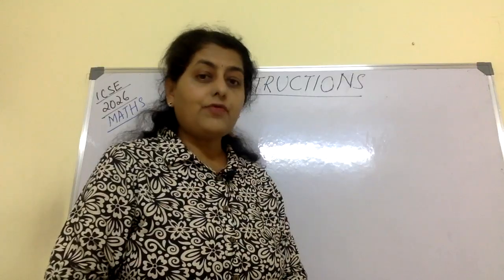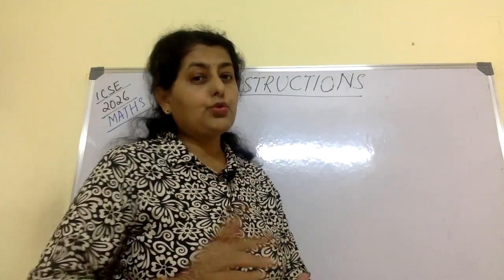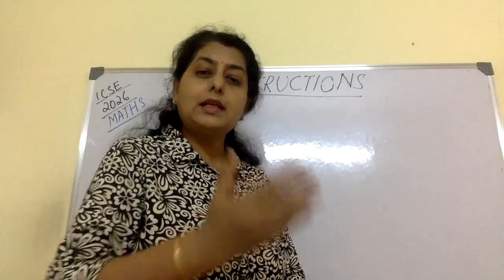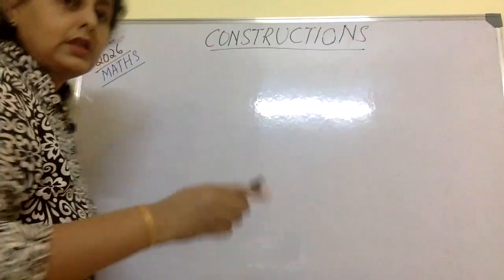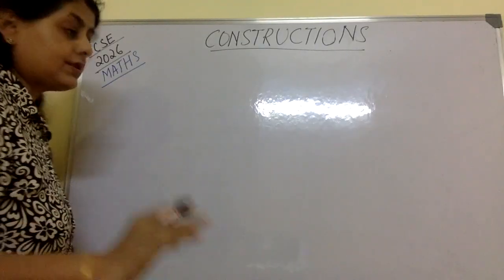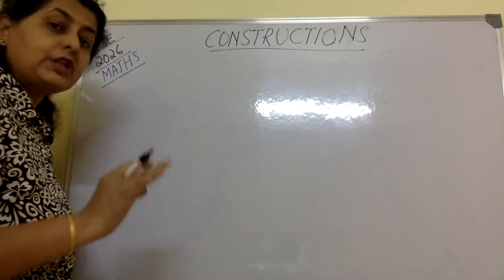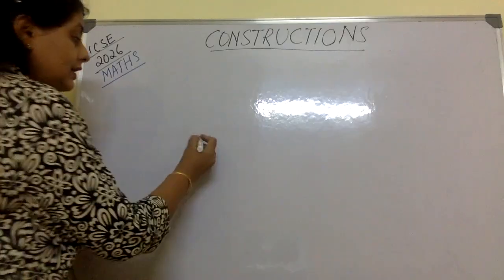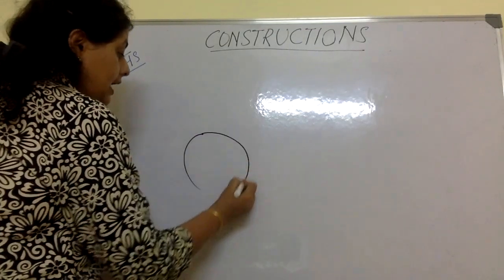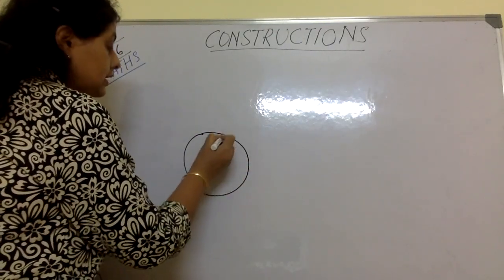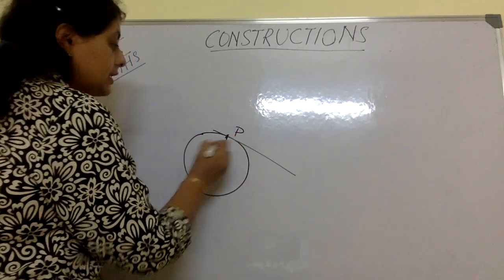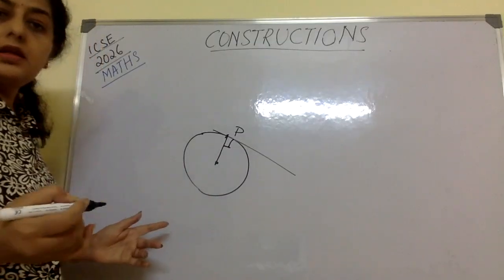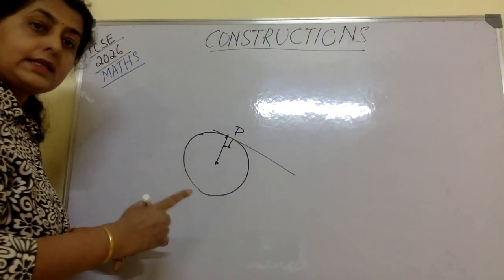Please see the video from the beginning to the end, because throughout I'll be telling some new thing in this chapter. Okay, so firstly, the very first type of construction, we know our concept, if there is a circle, the tangent at any point P always makes 90 degrees with the radius. Okay, this you already know from your circles and tangents chapter.